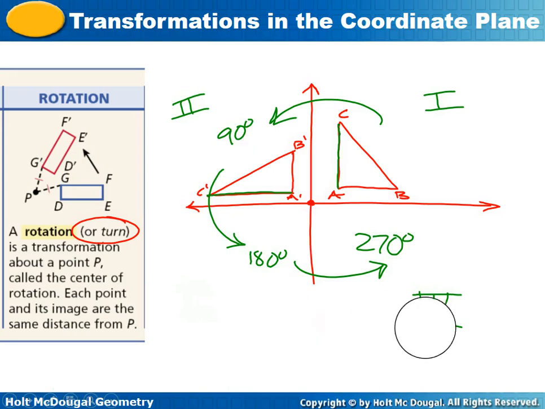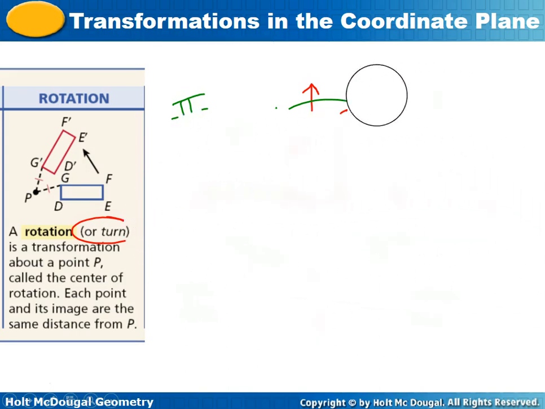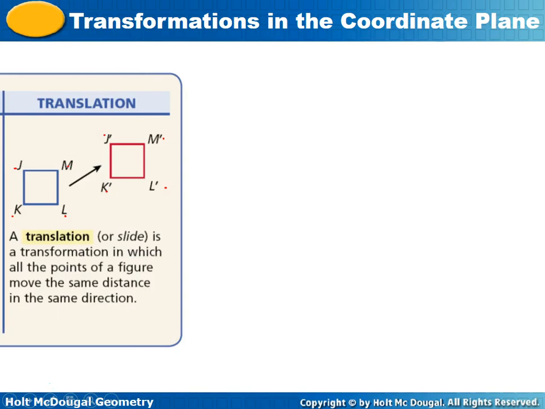If it says clockwise, you're going to go to the right, whereas normal rotations are going to go to the left. That's a counterclockwise direction. Our third one's a translation or a slide. This is a transformation in which all the points of the figure move the same distance in the same direction.